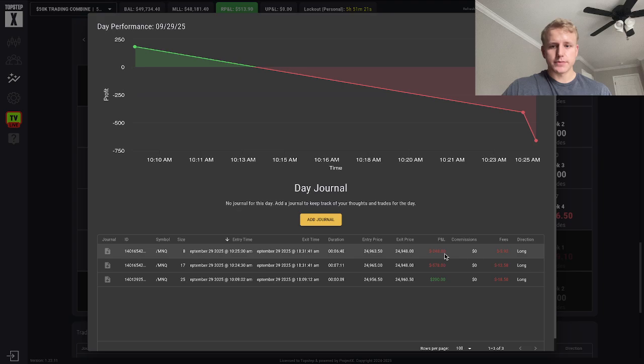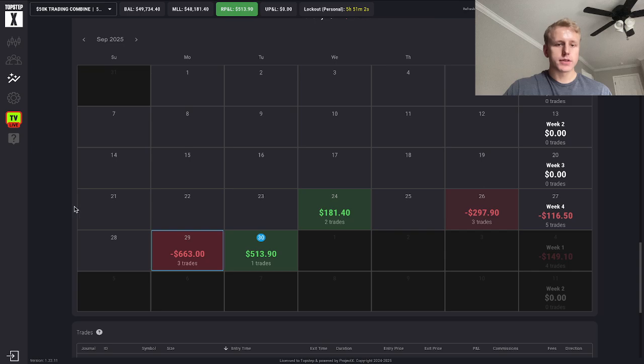It was just unfortunate. I risked a little too much on these trades as well. I risked more. I added more contracts, and I really shouldn't have done that. But I did, and I risked more, and I got stopped out, and yeah, so I was down $663 yesterday.